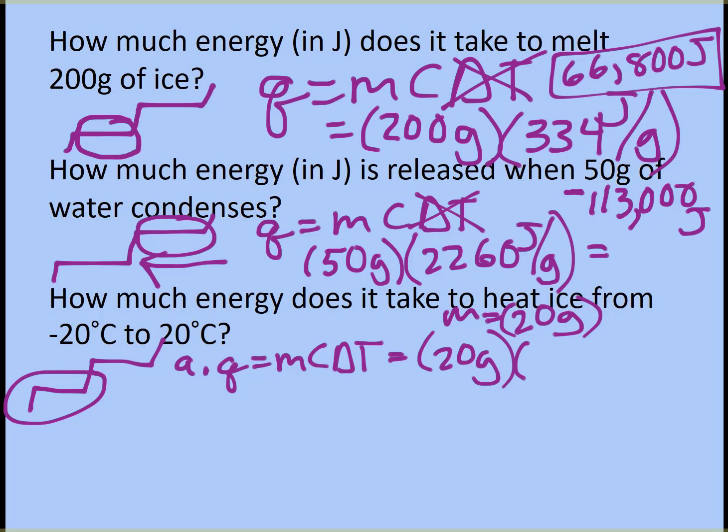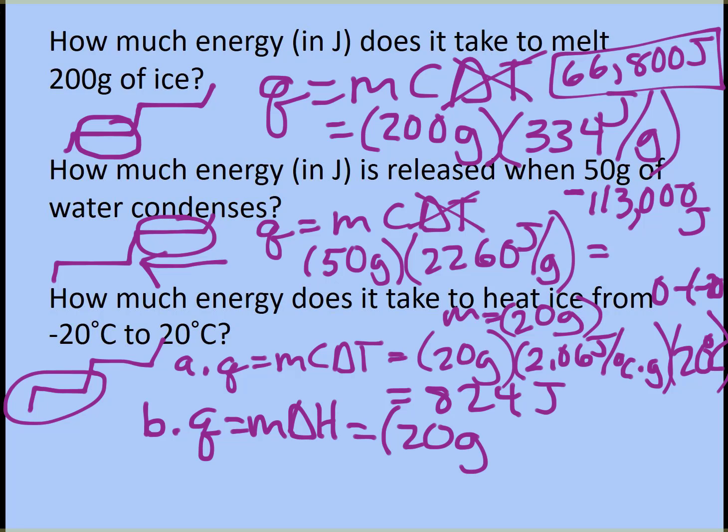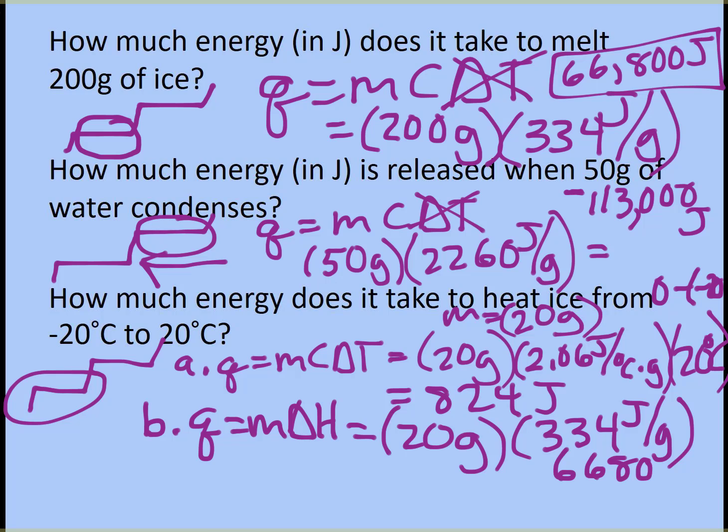and then my specific heat of ice, my temperature. So I'm going from 0 to minus 20, so 20 degrees Celsius. And I get 824 joules for that step. Now I'm going to melt it. So again, your formula changes a little bit. And I'll write it as a delta H this time. They would accept either way. Grams, and then this one is going to be 334 joules per gram, 6,680 joules for that one.